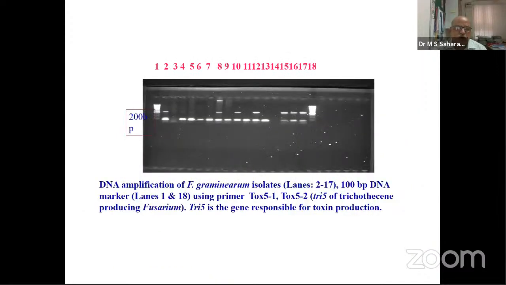So to know whether Indian isolates carry a gene responsible for the production of mycotoxin, we use the Tri5 primer, which can tell us whether the gene associated with Tox5 and Tri5 is present or not.